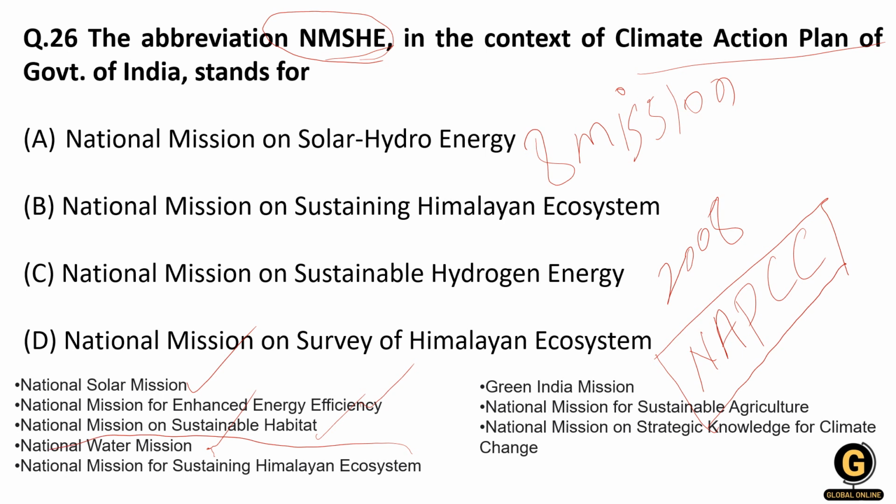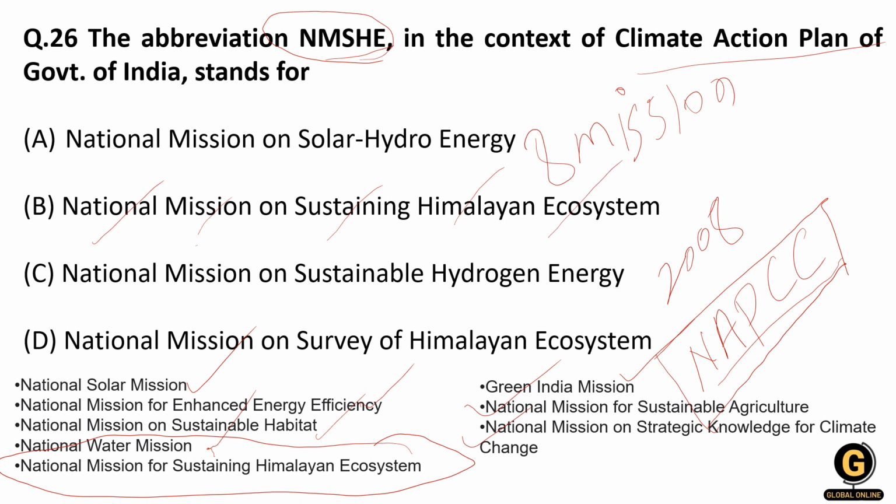You can see the National Mission for Sustaining Himalayan Ecosystem. That was also one of the missions. Then the Green India Mission, the National Mission for Sustainable Agriculture, and the National Mission on Strategic Knowledge for Climate Change. So these were the 8 missions under the National Action Plan for Climate Change, and the full form, as you can see here, is National Mission on Sustaining Himalayan Ecosystem.